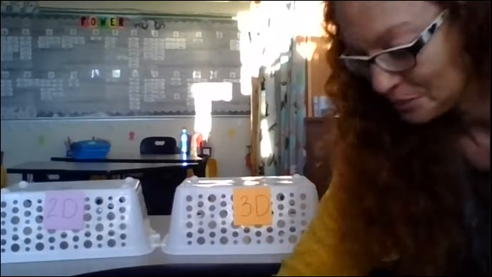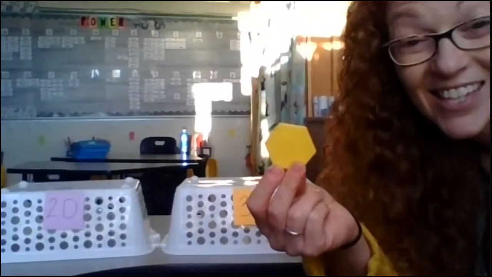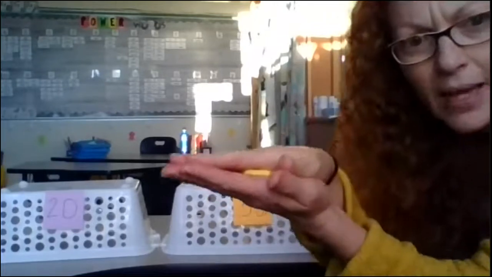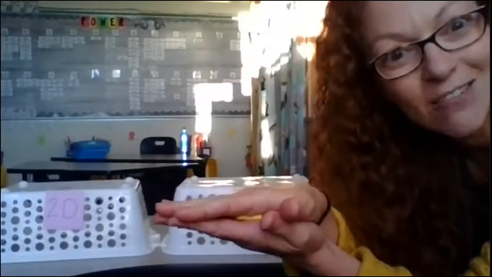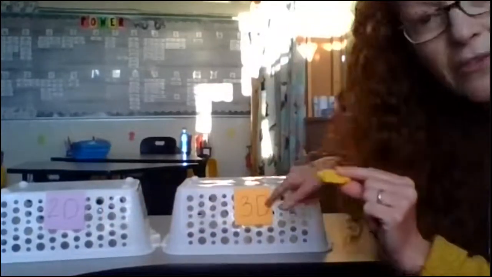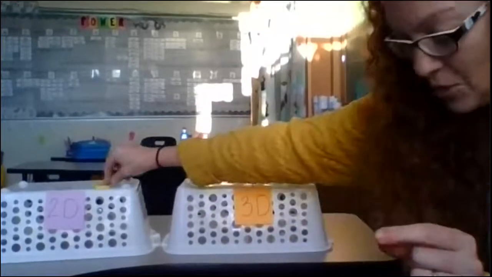All right, so let's start with the shape. You know what the shape is? It is a hexagon. Nice job. So I'm gonna flip it over. It looks kind of flat. See if I can clap. Can you hear my clap? I can still clap. Does that mean it's 2D or flat, or is it 3D solid? Nice job. It is 2D.